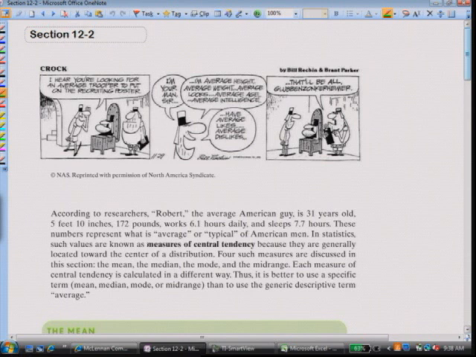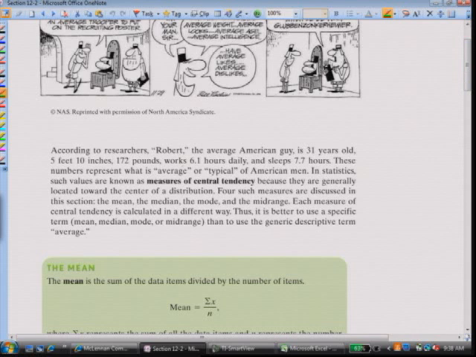All right. Okay, so according to researchers, Robert, the average American guy, is 31 years old, 5 feet 10 inches tall, 172 pounds, works 6.1 hours daily, and sleeps 7.7 hours. These numbers represent what is average or typical of American men. From statistics, such values are known as measures of central tendency.